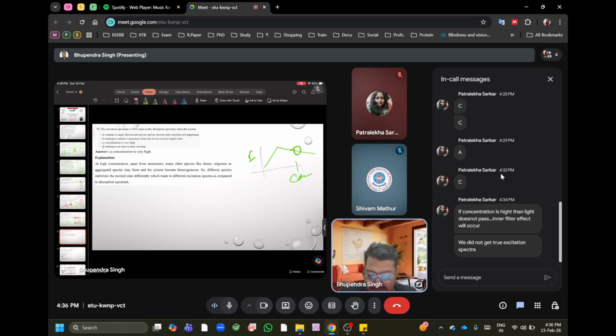Acha, concentration is very high, so which means that it will not pass the light. That's what you mean. Light does not pass, the inner filter effect will occur, and we did not get the true excitation spectrum. So if the concentration is high, which means light will not pass.